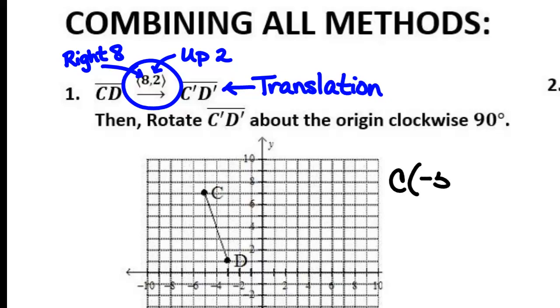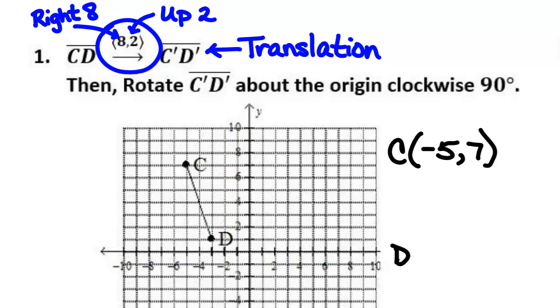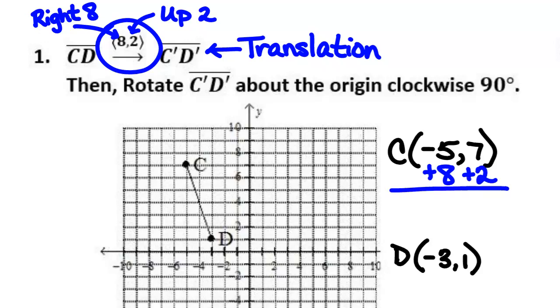C is at -5, 7. And D is at -3, 1. And I can do this arithmetically. To move it to the right 8, I can add 8 to the x. And then to move it up 2, I can add 2 to the y. So where would my C prime be located?